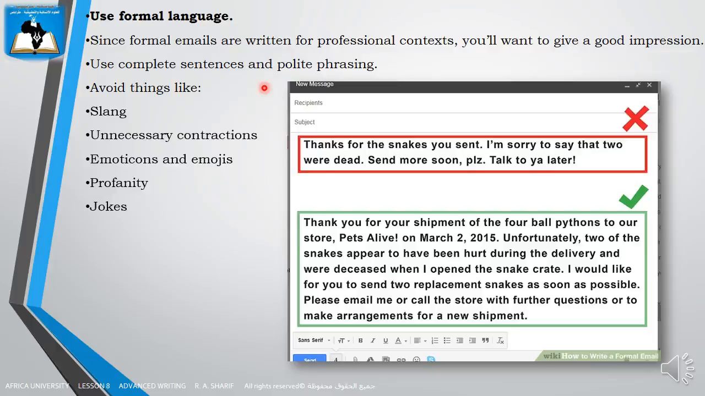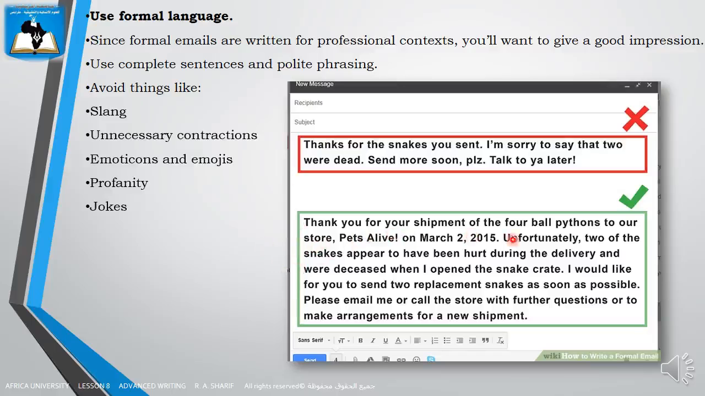Okay, here we have a sample of 2 emails. The first one, you can read it together. "Thanks for the snakes you sent. I am sorry to say that 2 were dead. Send more soon. Please talk to ya later." Okay, this is an impolite email. Now read the correct one, the polite one, the good formal one.